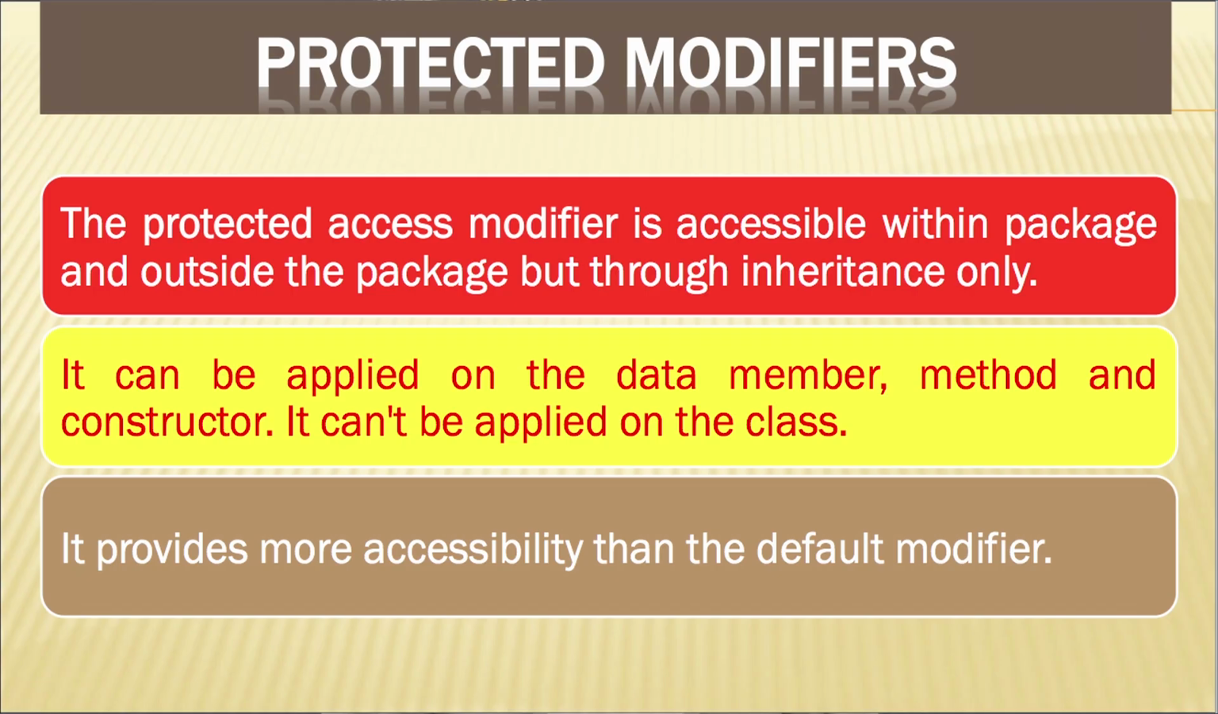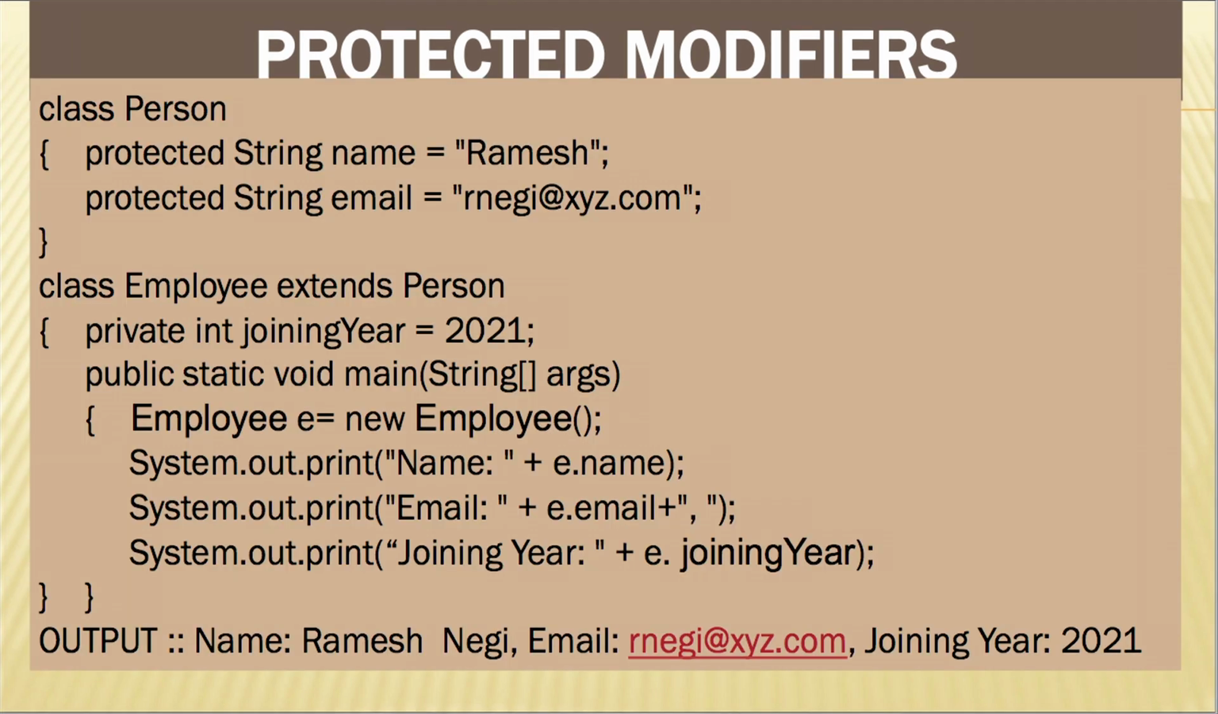So what is this protected modifier? You can see this example also. In this example we have a class Person, and inside the Person class we have two protected variables. The first is the name variable, the second is the email variable. Name is a String type and email is also a String type, but both variables are protected. We have also initialized their values.